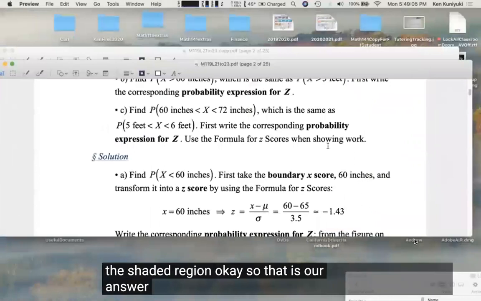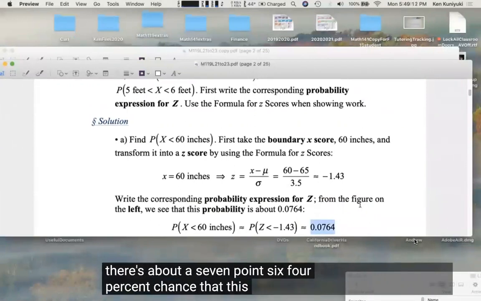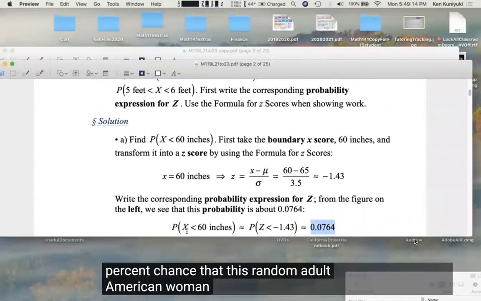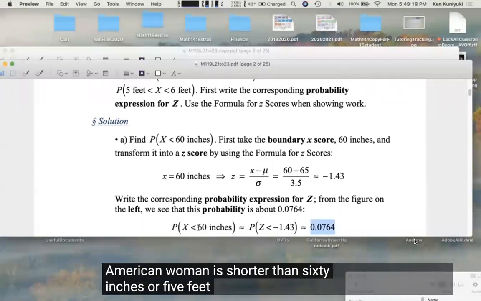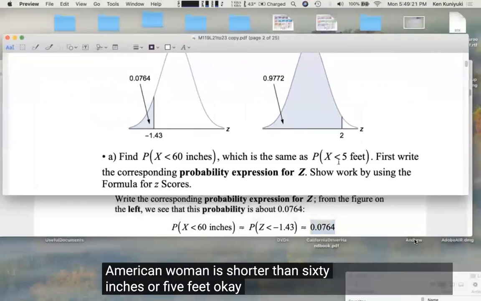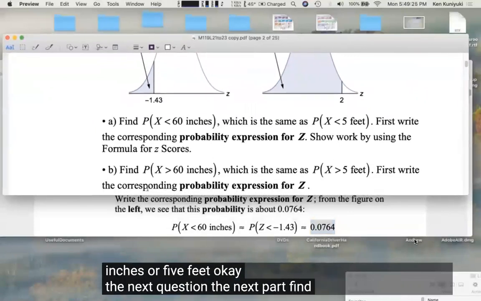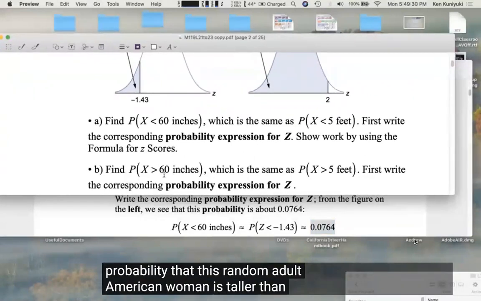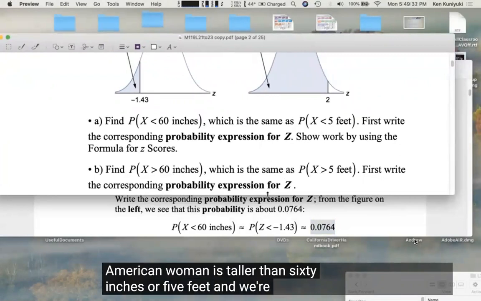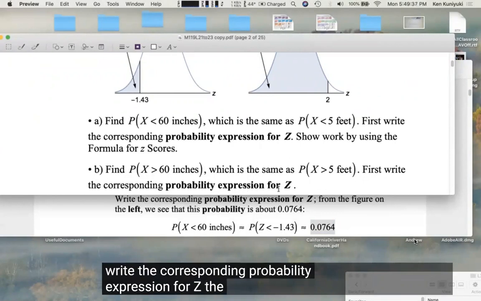So that is our answer, 0.0764. So there's about a 7.64% chance that this random adult American woman is shorter than 60 inches or 5 feet. Okay, the next part: find the probability that this random adult American woman is taller than 60 inches or 5 feet. And we're going to write the corresponding probability expression for z, the standard normal.